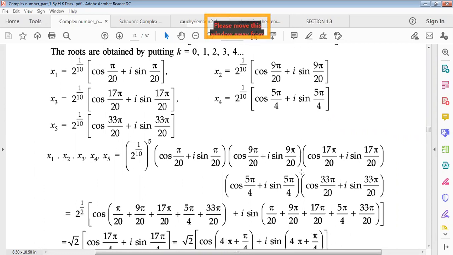Just multiplication. Okay. Now how many? 2 to the power 1 by 10... 5 to the power 5. This is the first number, this is the second number, this third, fourth, and fifth: complex number multiplication.